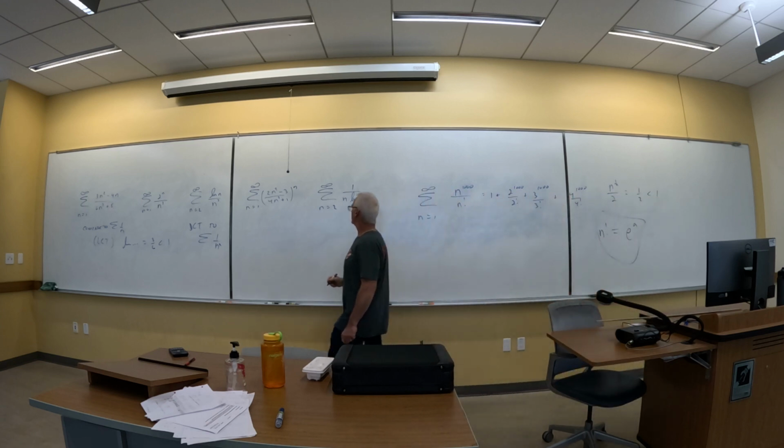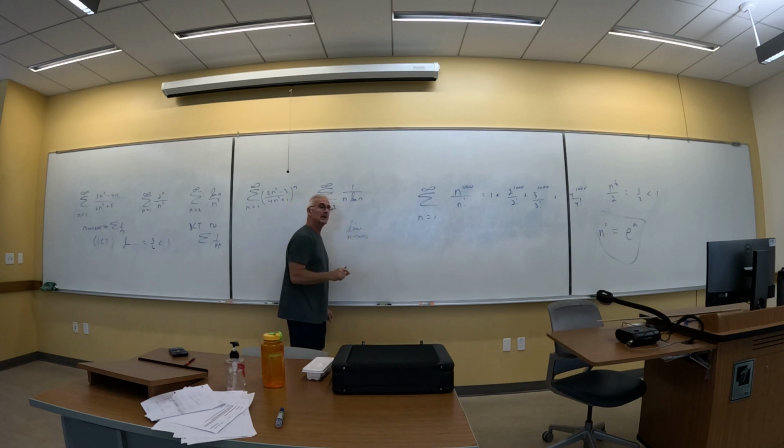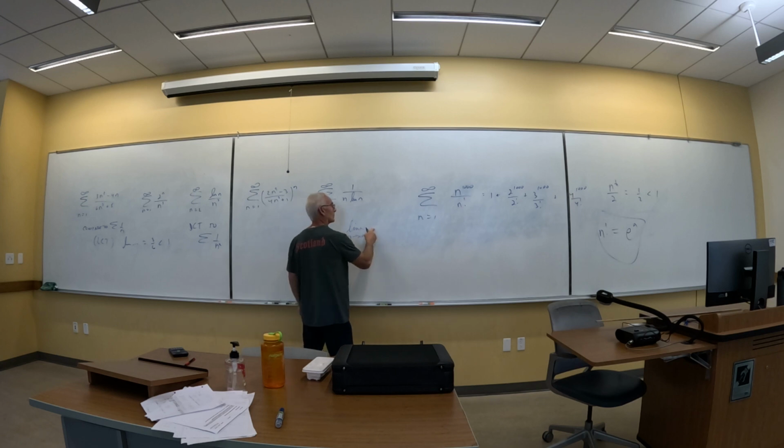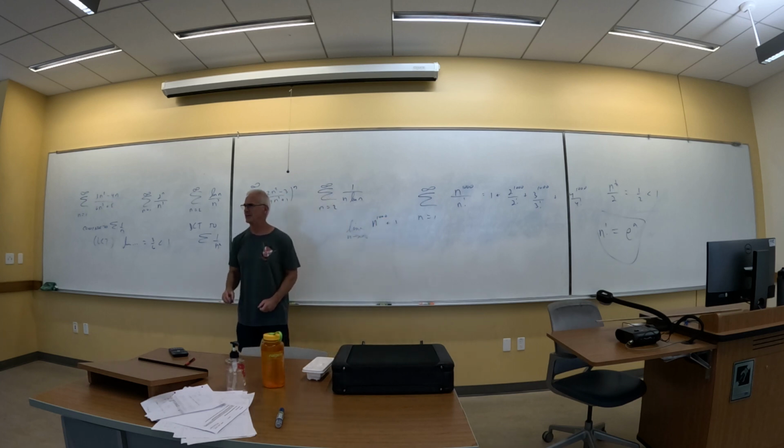Okay. What test will we use though? Ratio. Ratio test. So I have the limit as n goes to infinity of. Now, be careful how we write it. Is this correct? N to the 1,000th plus 1. No. Is that correct? No.